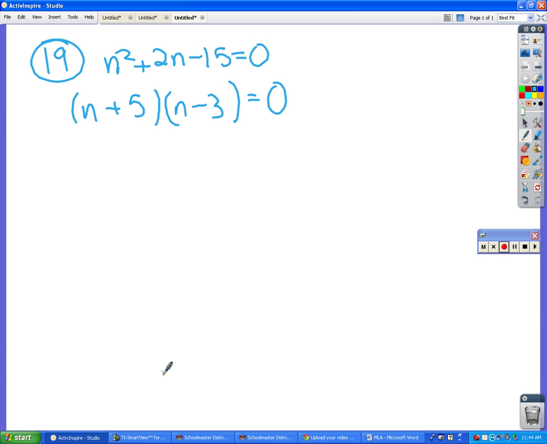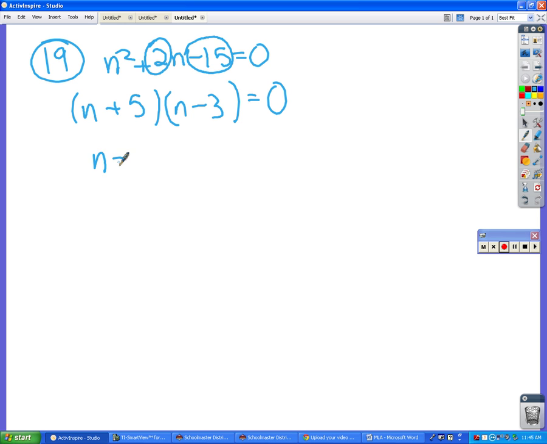So the way that I figure out what these numbers should be again is I need two numbers to multiply together to be this number and add together to be that number. So 5 times negative 3 is negative 15 and 5 minus 3 is 2. Okay? Now that we have it factored, we are looking for ways to make each separate piece equal to 0.